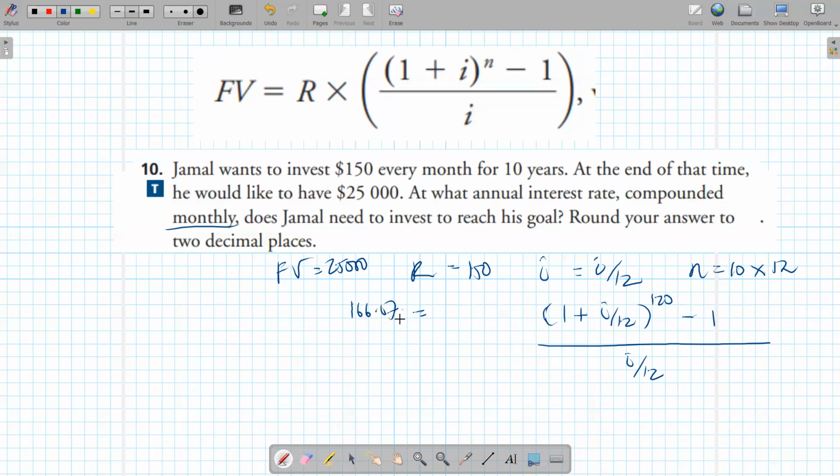Now you can add 1. Can you add 1? You first need to get rid of the denominator before you're allowed to add 1, okay? But what about the I? It's not even in the denominator. Oh, it is in the denominator. We have I over 12 in the denominator. So do you multiply that? Yeah. Okay. So you get 166.67 I over 12, and then you can add 1, okay? See, like that. It's a little bit trickier than it looks, though.